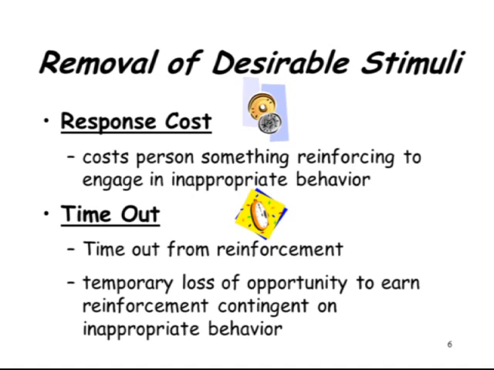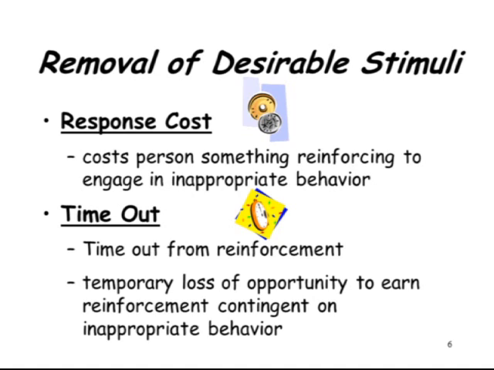Now let's move to removal of desirable stimuli. And as I said before, we call that response cost. That's when we have a fine or a penalty. The most common way this is used is in the context of some kind of point system or level system or token system. So you're reinforcing a student with points or tokens. You've got certain behaviors that result in points being earned, and then when some behaviors happen, you take points away. This can be an effective component.